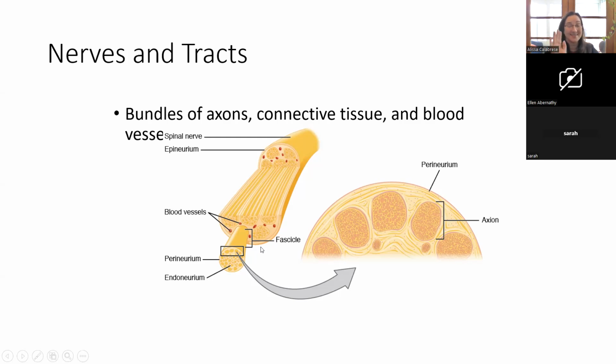This might sound familiar because it's the exact same way that your skeletal muscles are arranged, right? So in skeletal muscles, we had a muscle fiber that was surrounded by an endomysium. Here we've got an axon that's surrounded by an endoneurium, so neurium being related to nerve. And we've got a group of axons bound together as a fascicle, the fascicle surrounded by perineurium, and then a group of fascicles all bound together. That's a nerve surrounded by epineurium. So again, just connective tissue layers that are kind of holding these structures together.